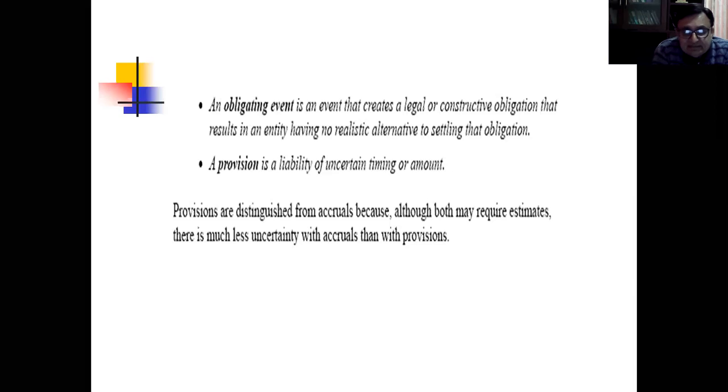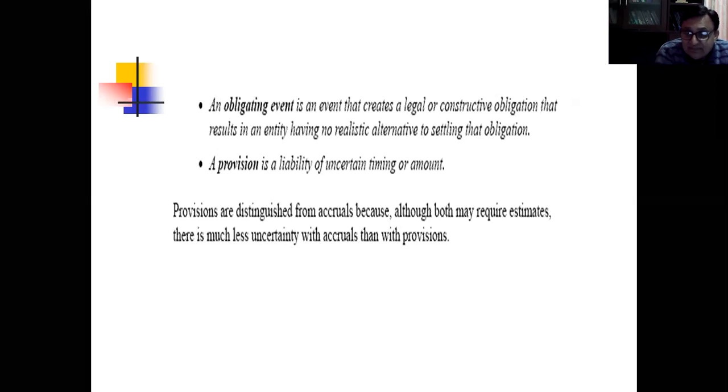Similarly, the term provision. A provision is a liability of uncertain timing or amount. We don't know exactly, but we know that some loss is going to be there. But how much loss is going to be there, and at what time, we don't know. So provisions are distinguished from accruals. Something is accrued, some expenditure accrues but is not yet paid. That is not a provision. That is a realistic amount of expenditure you have to make in future. So that is a clear-cut liability, and it will come under the current liability concept.